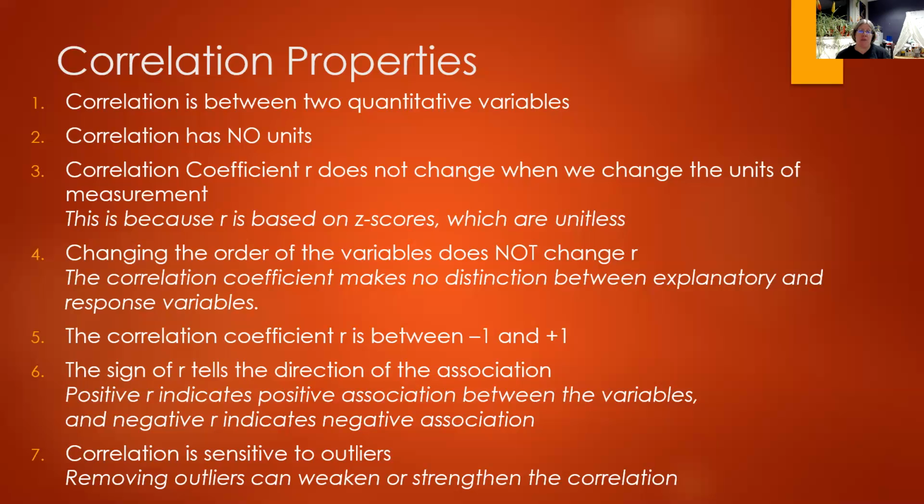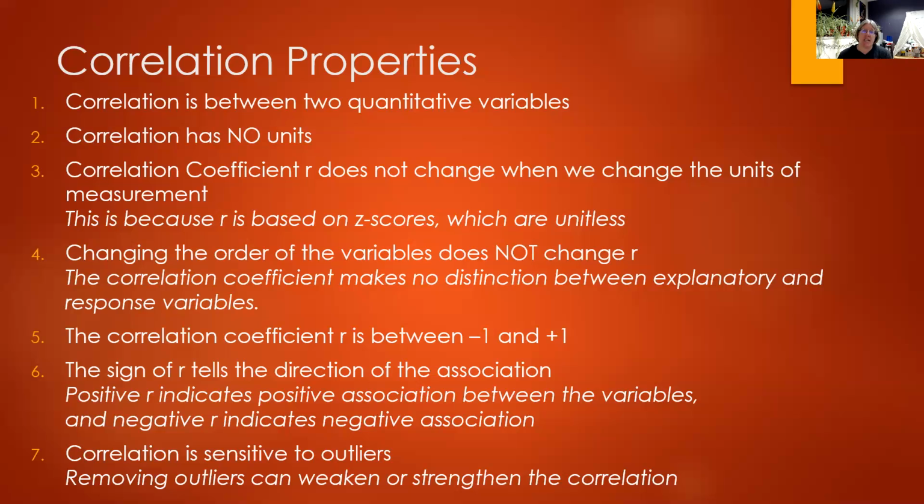The correlation coefficient is always between -1 and +1. So the closer it is to -1 or +1, the stronger it is. The closer it is to 0, the weaker it is. The sign of R tells us the direction, and we'll look at why that's the case. There's a formula for that in a little bit, and we'll look at how that gives us that direction.